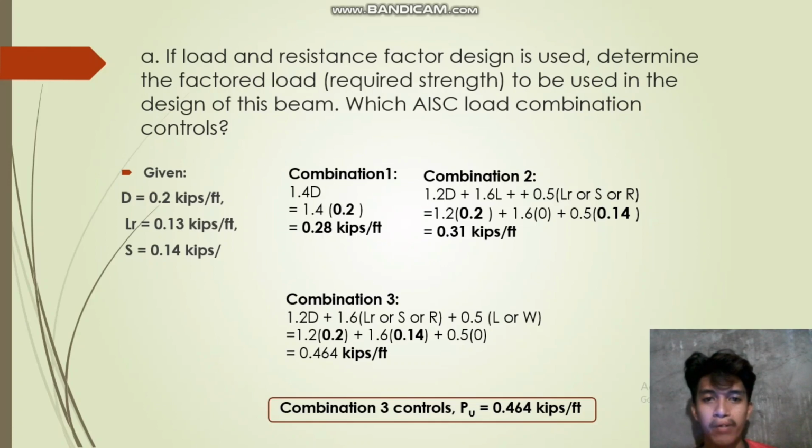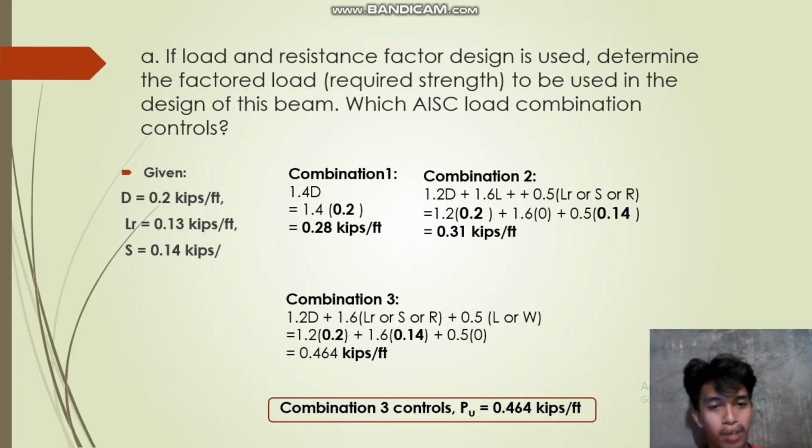Then solution. Combination number 1. 1.4D, or dead load, is equal to 1.4 times 0.2. It is equal to 0.28 kips per feet. And at combination number 2, 1.2D plus 1.6 L, or live load, plus 0.5 roof load or snow load or rain load is equal to 1.2 times 0.2 plus 1.6 times 0 plus 0.5 times 0.14. Since there is no live load, we use this, and it is equal to 0.31 kips per feet.